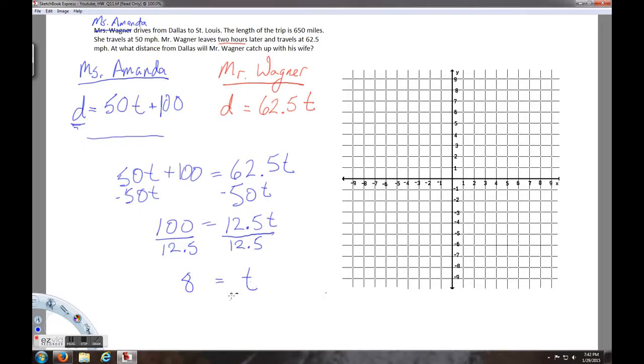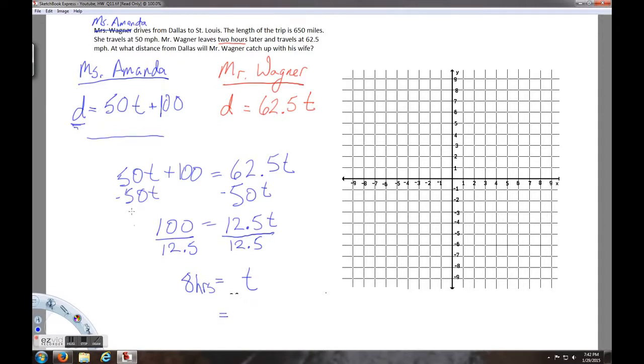What does this mean? This means in 8 hours' time, I will catch up with my wife, because this is time here. So on the graph, once 8 hours arrives, the lines will intersect. And so for an intersection point, we need more than just t. We need to find out what the d would be. So how are we going to find that out?